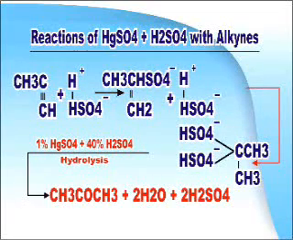For example, CH3-C≡CH, that is propyne. Propyne plus HgSO4 plus H2SO4. What will happen? Like we see, CH3-C≡CH plus HSO4 minus, H plus. Why are we writing it reversed? It is because of Markovnikov rule.